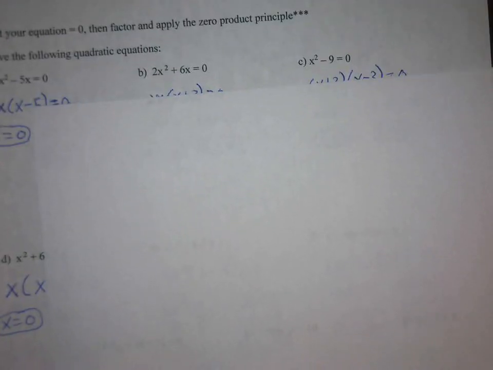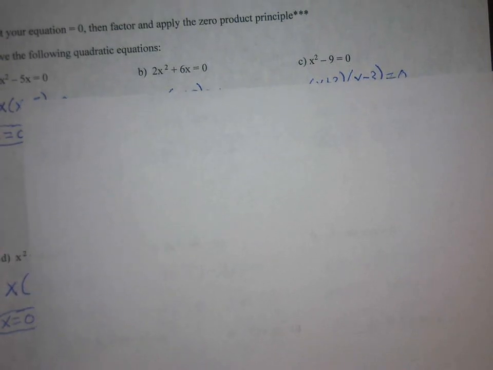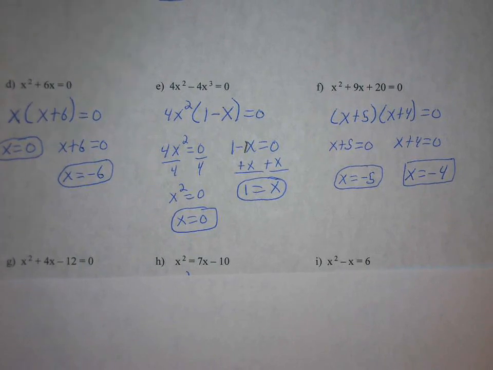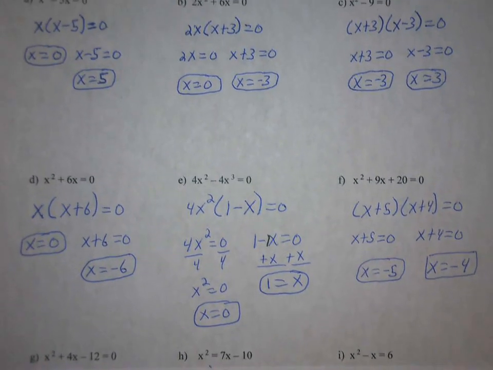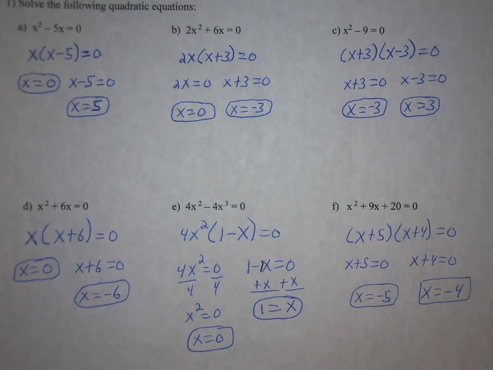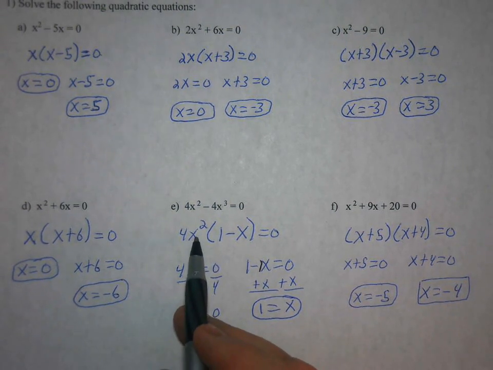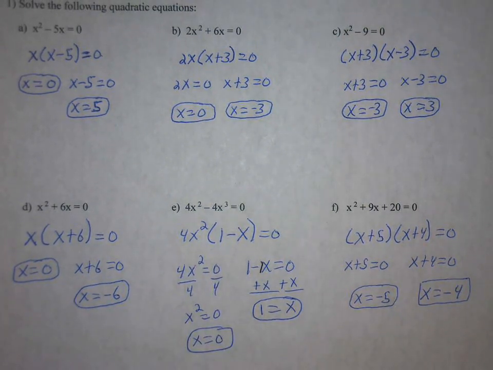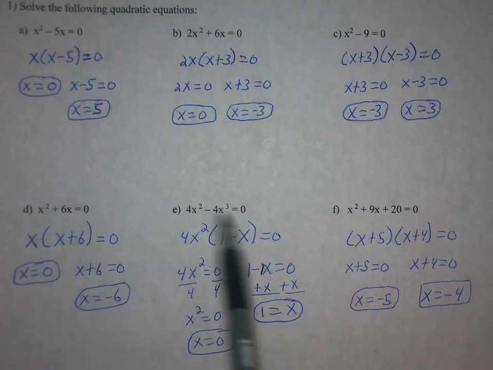Okay, so if you pause the video and go through and do the next few examples, okay, so there's the first 6 examples. Hopefully nothing too crazy. I think part E is probably the trickiest one. The GCF there is 4x squared. So that's a tricky one. But all the others are straight up applying the zero product principle after you factor. Notice each of those, you start at equal to 0.